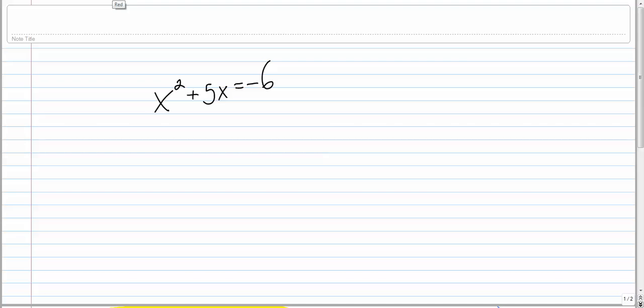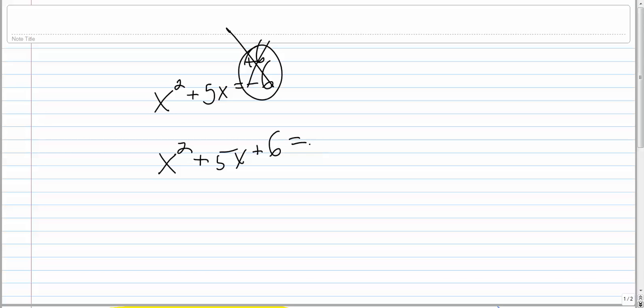What I want to do is get everything on one side. And that means getting this negative 6 out of here. So I'm going to add 6 to each side. And so I wind up with x squared plus 5x plus 6 equals 0. Okay, so looking at this now, what can I do? Well, there's a couple ways you can solve this.